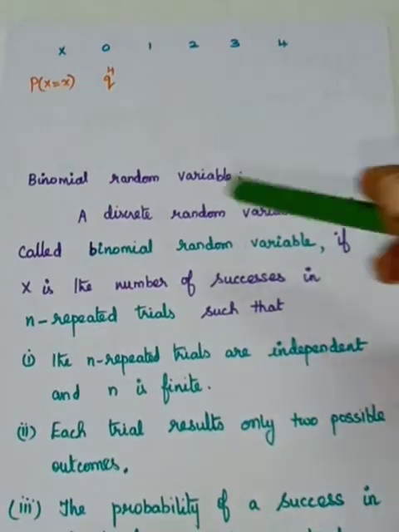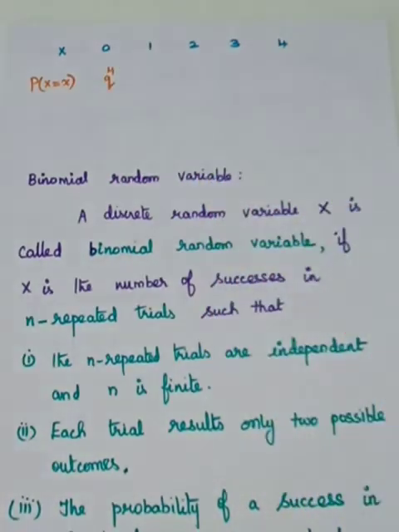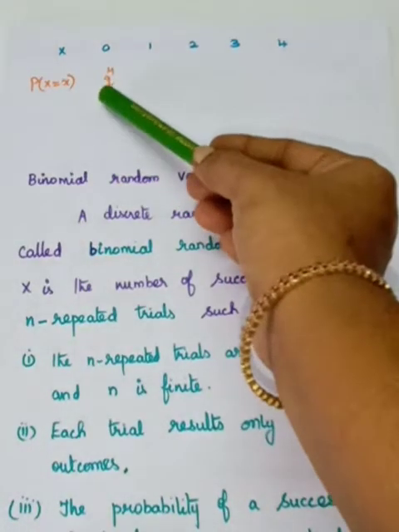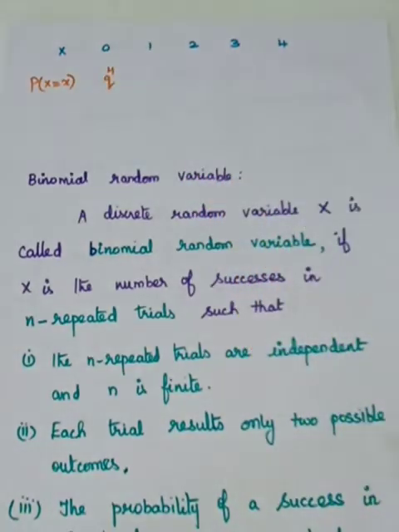See now, x equal to 0 means what? You are not getting head. All the 4 times you are getting tail only. Getting tail is a failure whose probability is q. So q into q into q into q, therefore q power 4 is written.